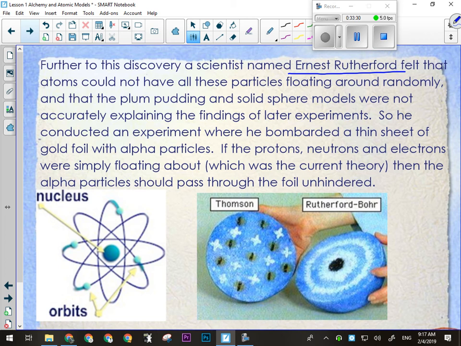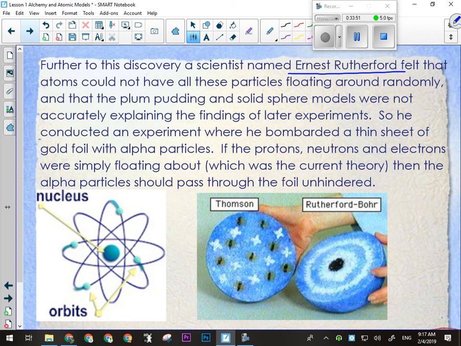He, however, believed the nucleus was really, really small, like tiny. And so he was going to devise an experiment that could prove that the nucleus A existed and B was really small. Pretty hard thing to do for something you can't even see.